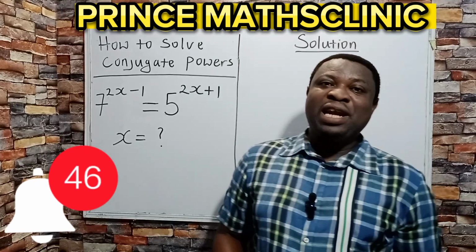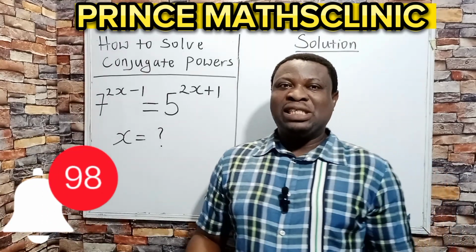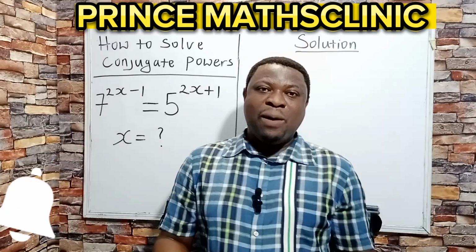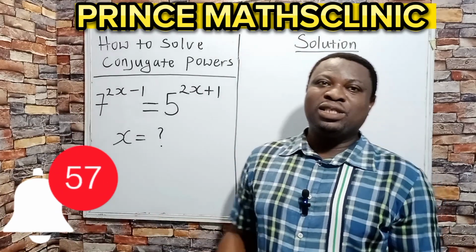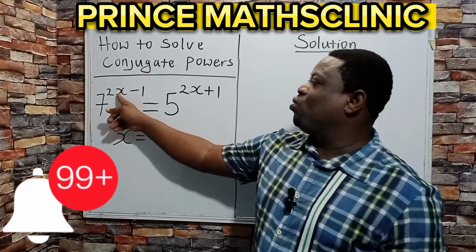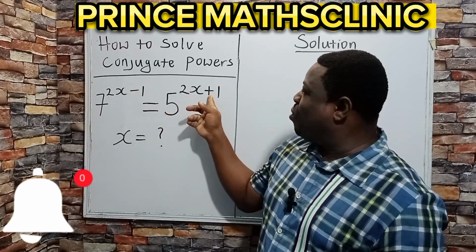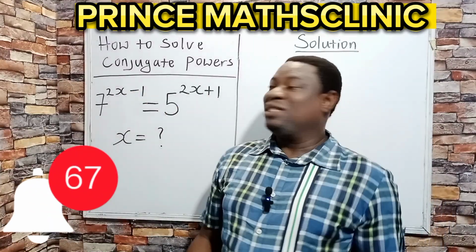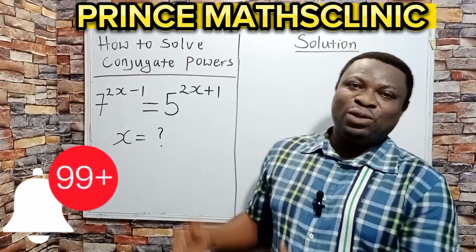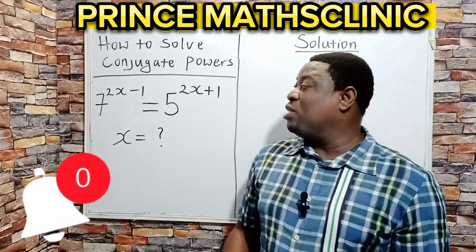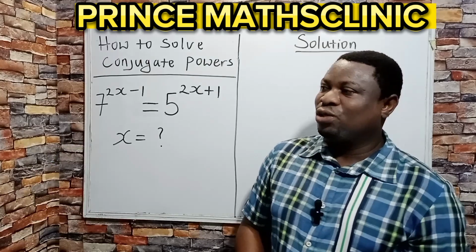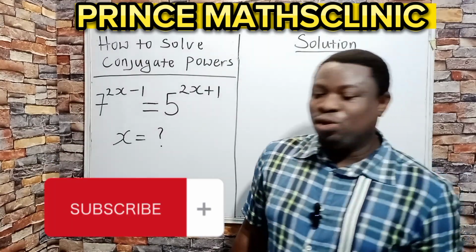Here we have this very interesting exponential equation. It's interesting because the powers that we have to the basis is actually conjugate. Conjugate in the sense that you have 2x minus 1 here and you have 2x plus 1, and the bases are different. So let's see how we are going to solve this when we meet a question like this in any examination situation. So let's go right into the solution.